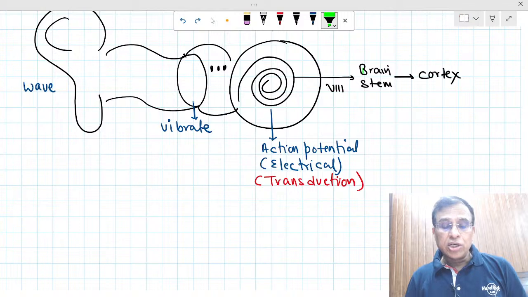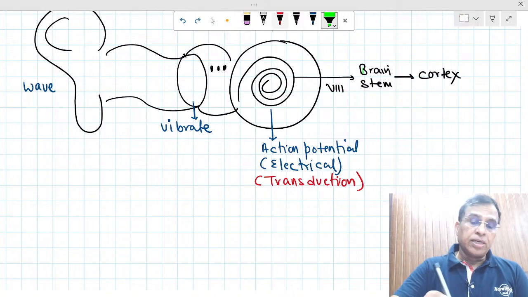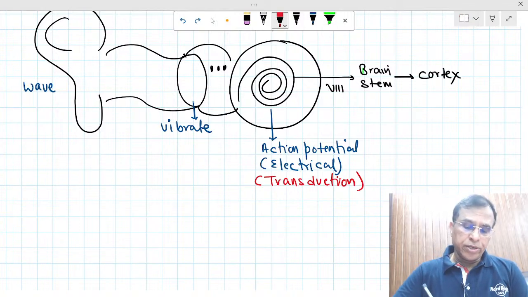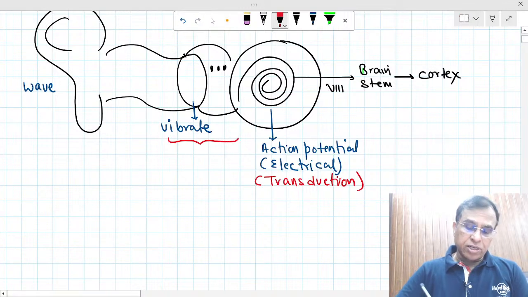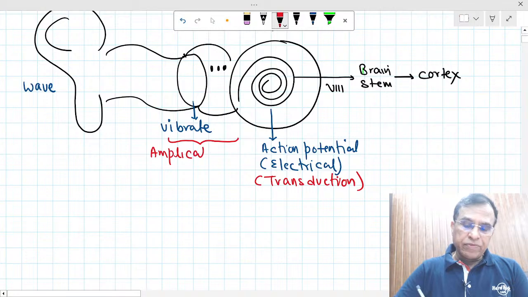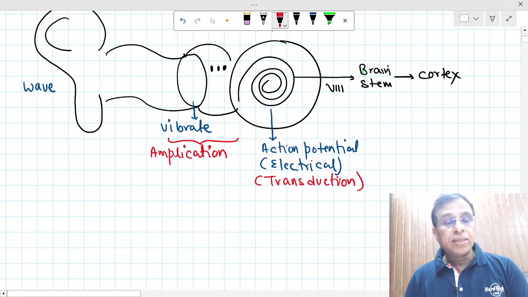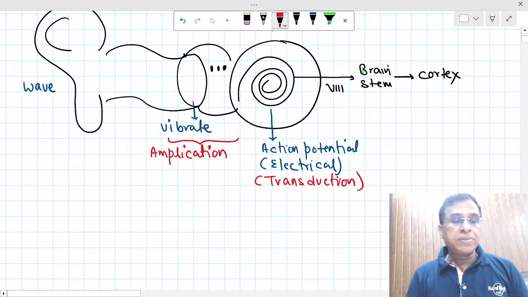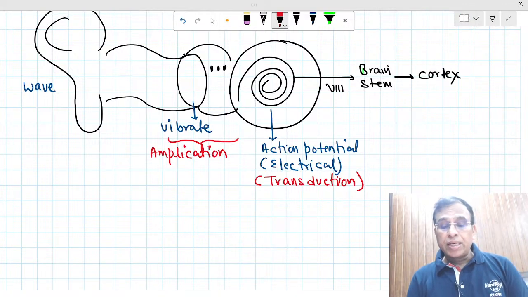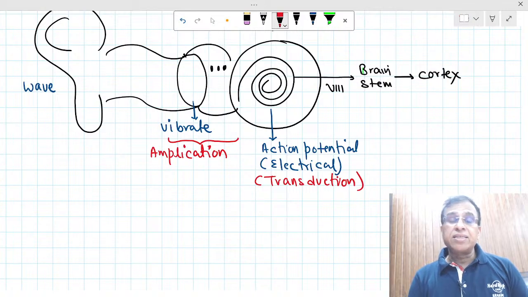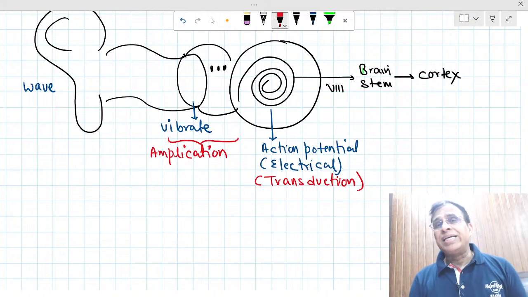It's like asking, what is the function of the middle ear? And what is the function of the middle ear? This whole middle ear? Amplification of the sound, isn't it? It makes the sound louder. Amplification means louder. And loud sounds are heard better. That means middle ear helps us hear better. And inner ear helps us hear at all. Without inner ear, you cannot hear at all. Without middle ear, you can hear, but not nicely.